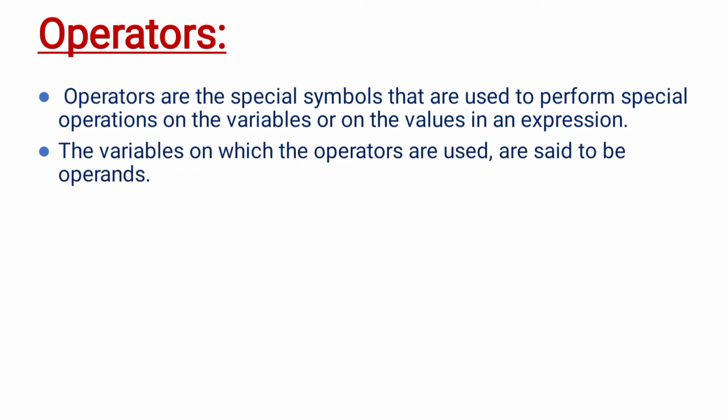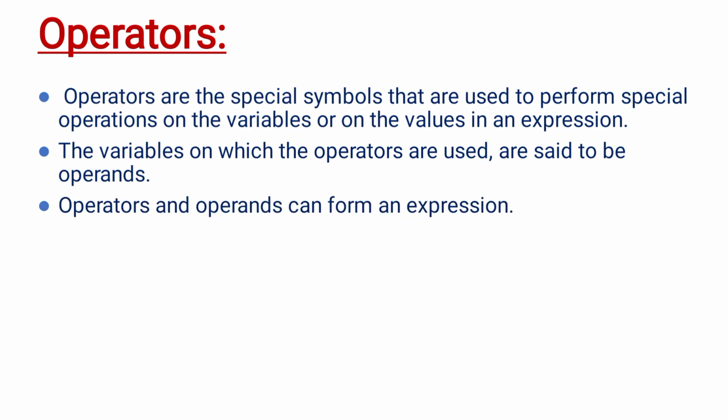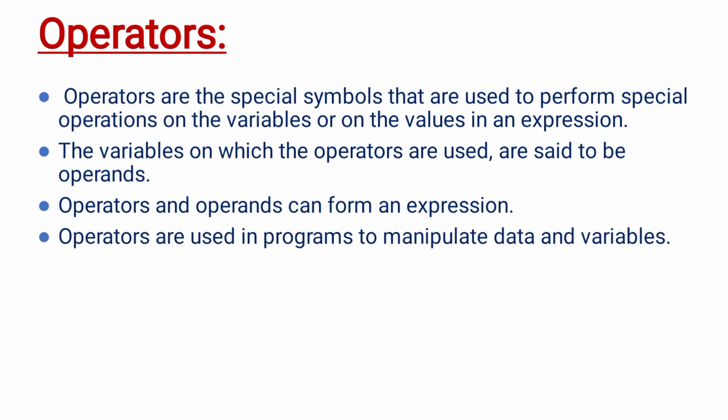The variables on which the operators are used are said to be operands. So the variables which are used with the operators are called operands here. Operators and operands can form an expression. To write an expression, we need to include operators along with the operands. Operands means variables here. Operators are used in programs to manipulate data and variables. So here operators are used to manipulate, meaning change, the data inside the variables.